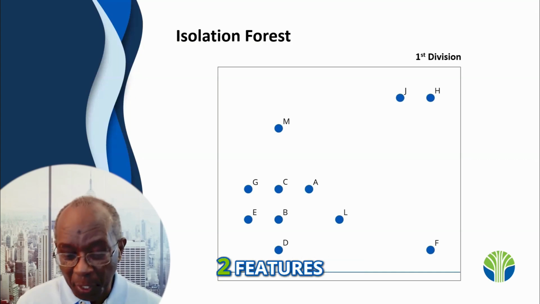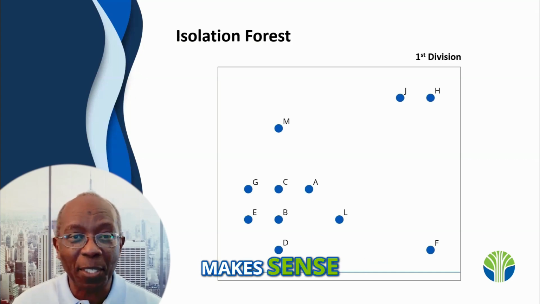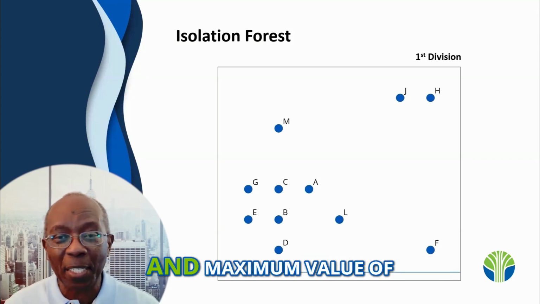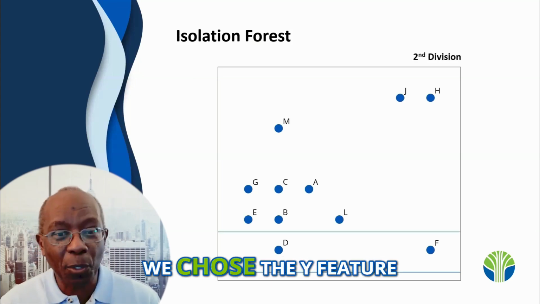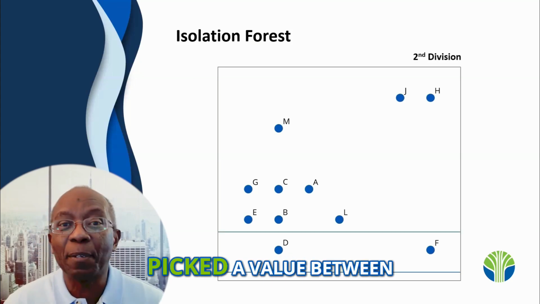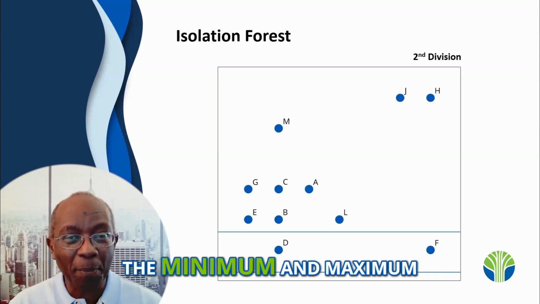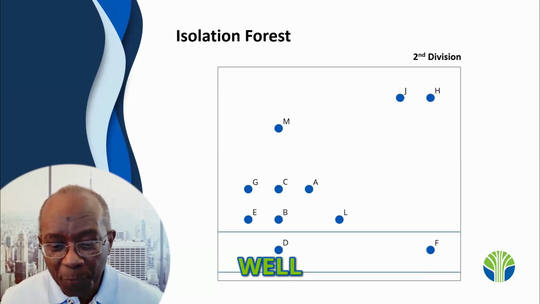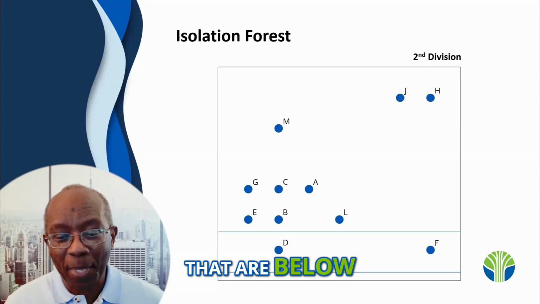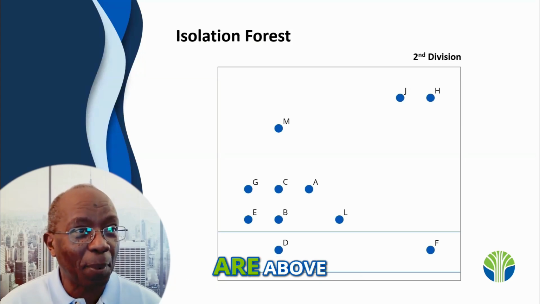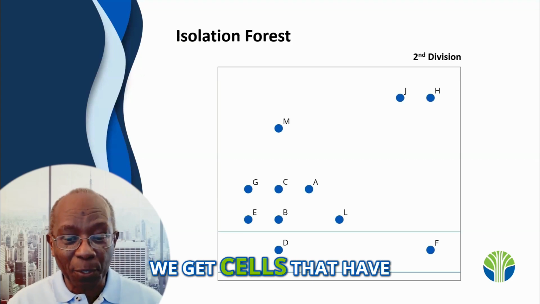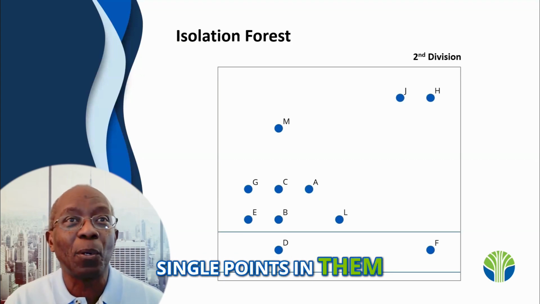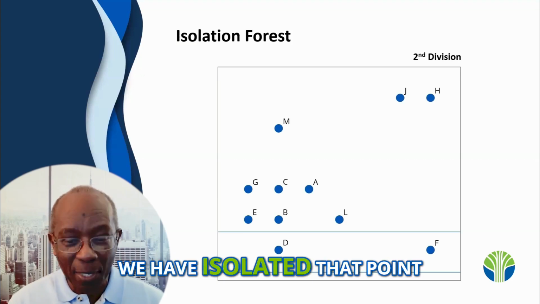Pick one of your two features, pick a value that makes sense, something between the minimum and maximum value of that feature, and slice. So it looks like, once again, we chose the Y feature, picked a value between the minimum and maximum value of Y, and sliced. Well, we've got 2 points that are below, and the rest of them are above. Now we want to keep doing that until we get cells that have single points in them, or we shall say we have isolated that point.